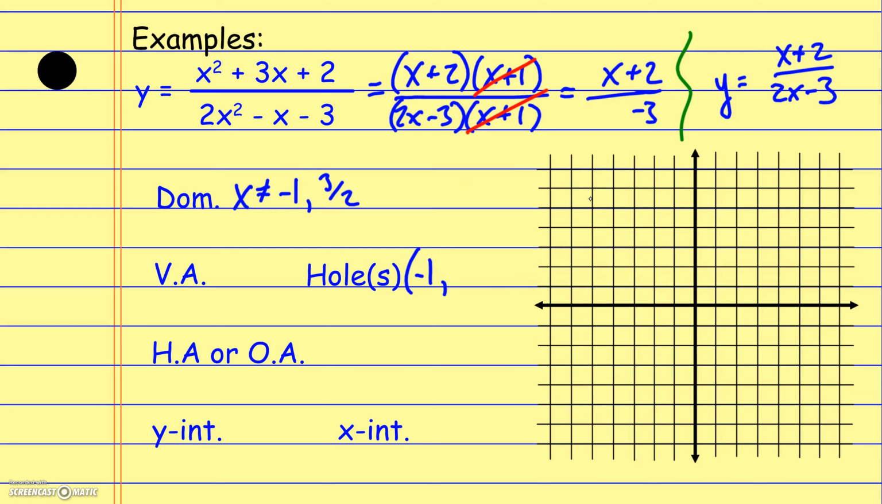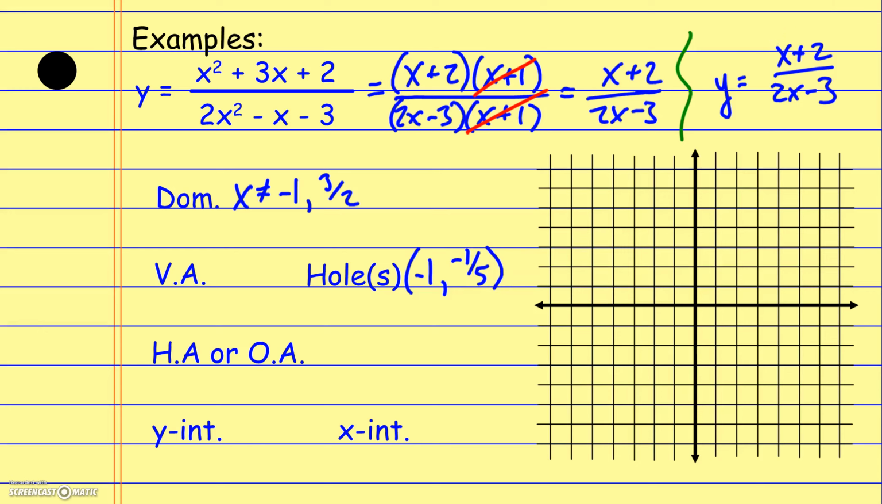To find the other half of that hole in the graph, I'm just going to plug that into my simplified version. So I'm going to plug that negative 1 in here for x into this simplified version. In the numerator, negative 1 plus 2 is a 1. In the denominator, I get a negative 5. So I get a negative 1/5 for this thing. Okay? And so I'm just finding that ordered pair by plugging in the x value.